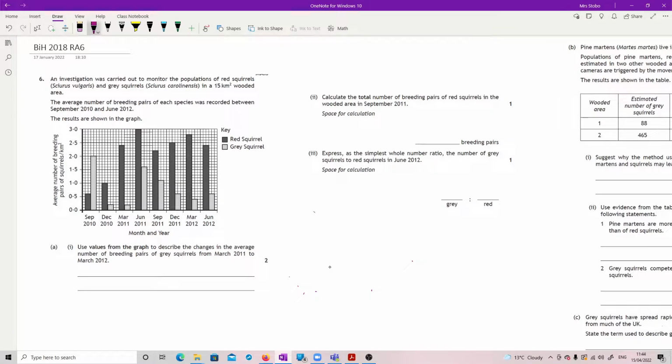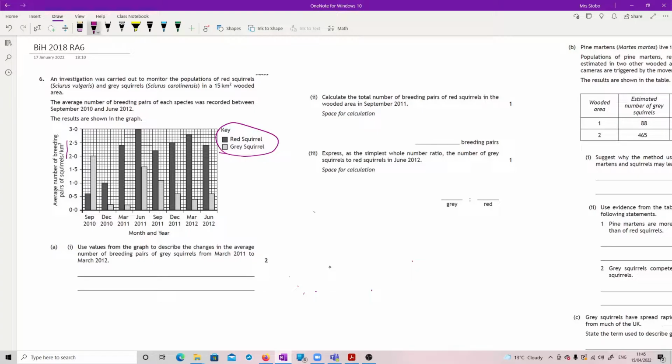An investigation was carried out to monitor the population of red squirrels and grey squirrels in a 15 km squared wooded area. The average number of breeding pairs for each species was recorded between September 2010 and June 2012. You've got your results in a graph, with red and grey next to each other, and the average number of breeding pairs of squirrels per kilometre going up the side.